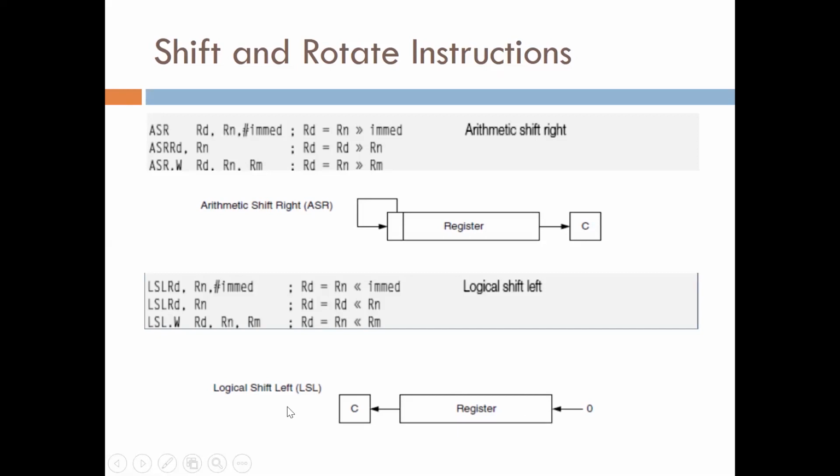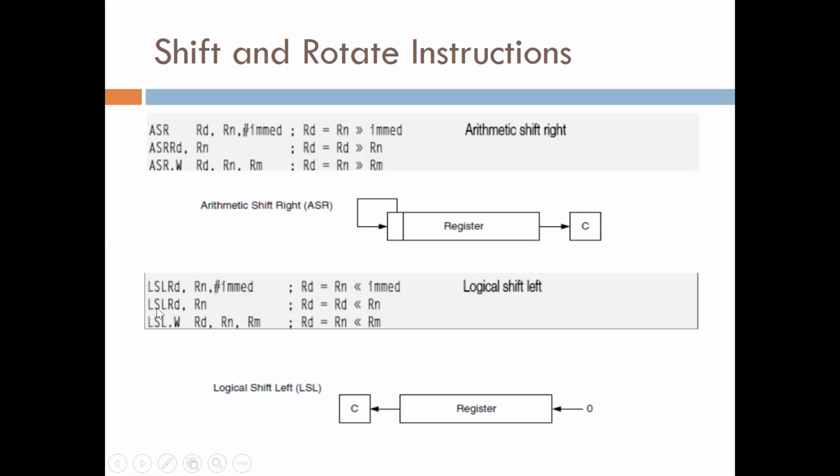So this is about the logical left shift. Now let us see the examples. LSL Rd, Rn, #immediate. The number of times you are shifting the contents of Rn will be present in the immediate data in the instruction itself. So the content of Rn will be shifted towards left the number of times given in the immediate data in the instruction itself. After shifting, the result will be stored back in register Rd.